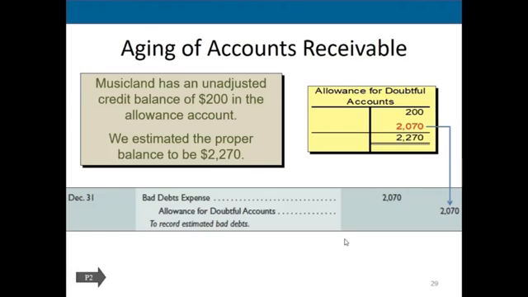And you'll see we make the same entry. If we had $200 already in the account, we need a $2,070 credit adjustment in order to make the account balance be $2,270.